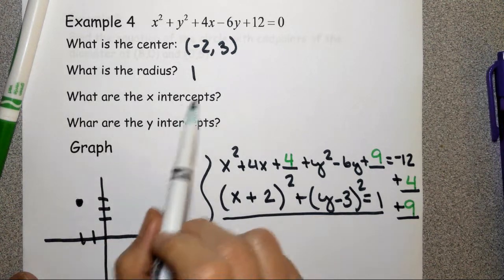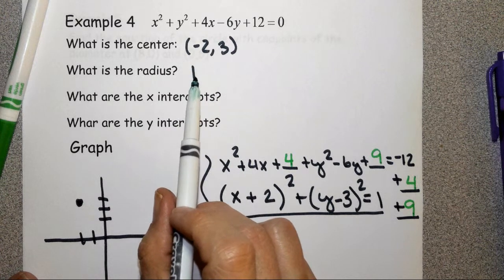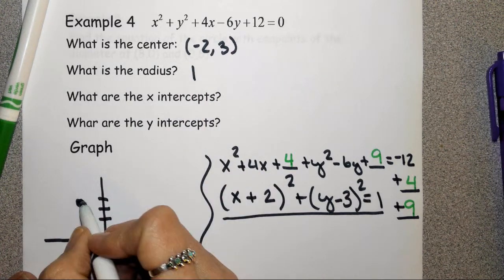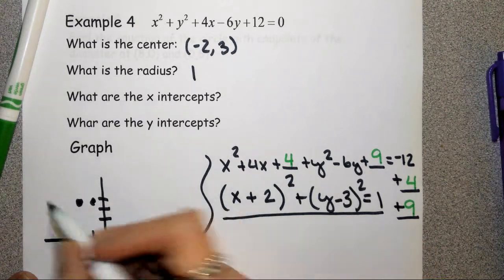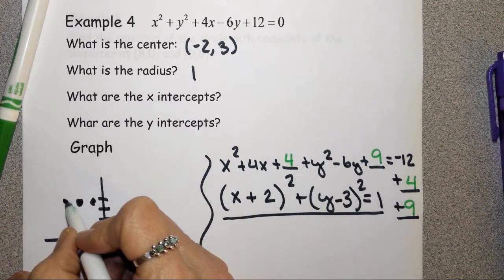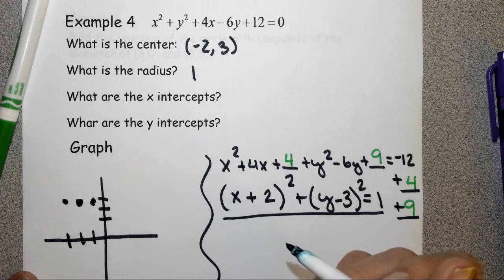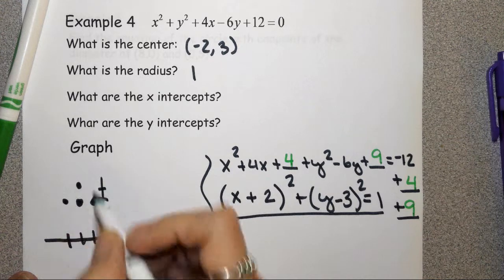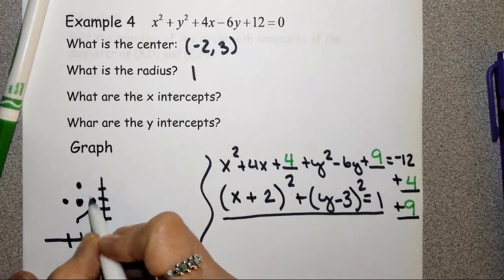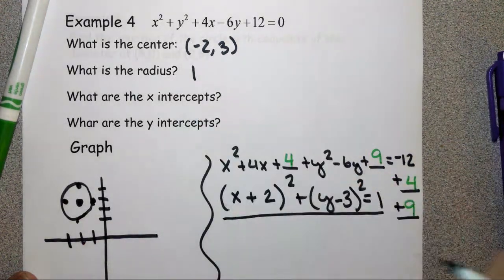And from the center, I need to go up, down, left, and right how many? 1. So if I'm at negative 2, 3, and I went right 1, I'm at negative 1, 3. If I go left 1, I'm at negative 3, 3. Does it look like I'm going to touch the y? No. I'm going to go up 1, and I'm going to go down 1. What do I never touch? The x. So do they have x or y intercepts?